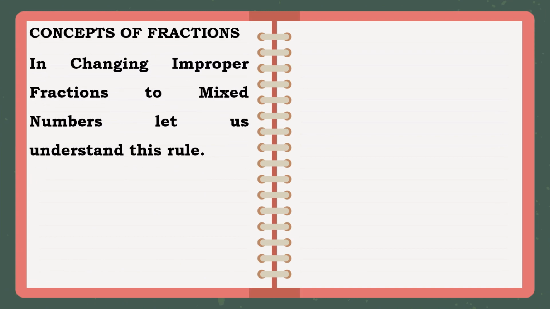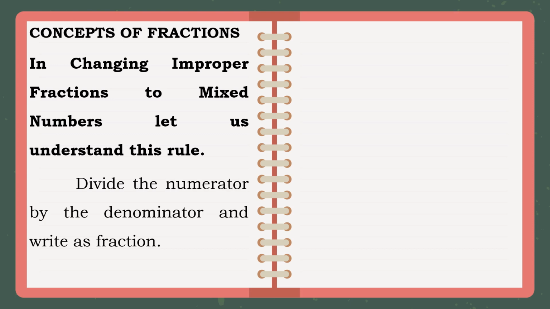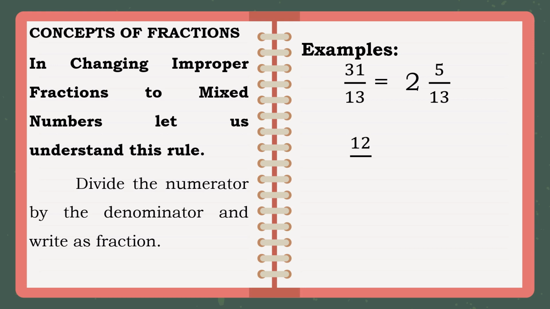Concepts of fractions. In changing improper fractions to mixed numbers, let us understand this rule. Divide the numerator by the denominator and write as fraction. Examples. 31 over 13 is equal to 2 and 5 over 13. That is, 31 divided by 13 is equal to 2 with a remainder of 5, which will become our numerator, divided by 13, which is our denominator.